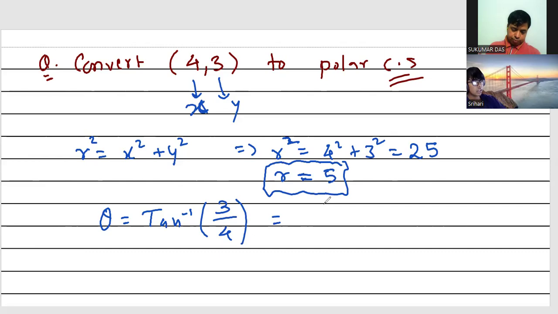One moment, let me quickly search it up. Okay, let me tell you this one. So tan inverse 3 by 4.